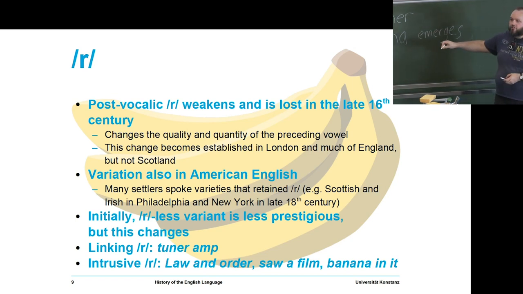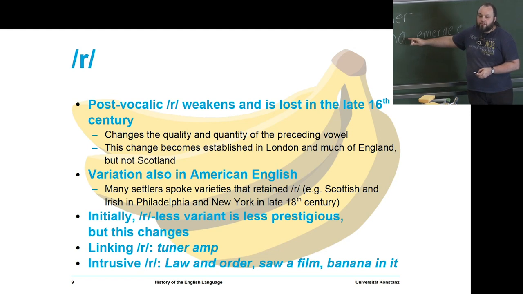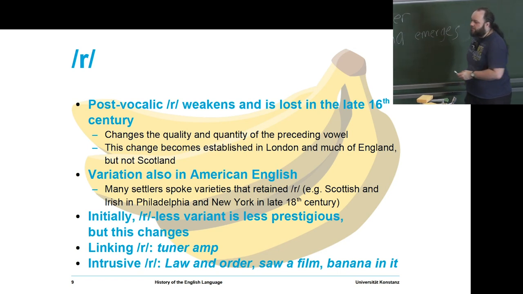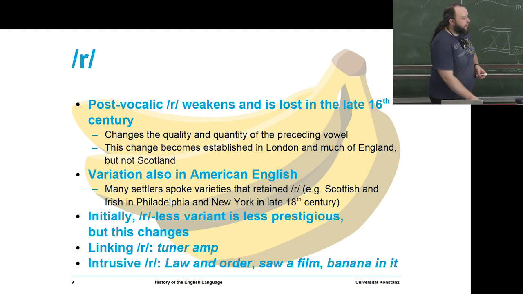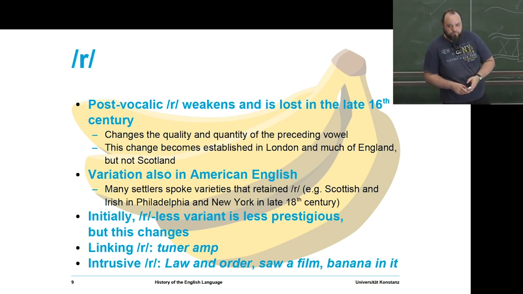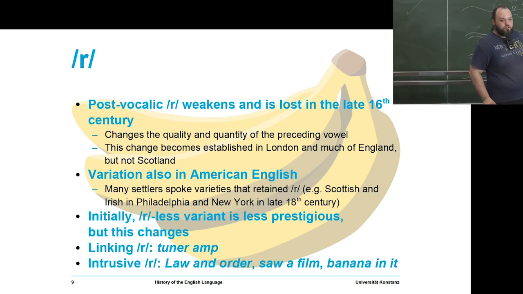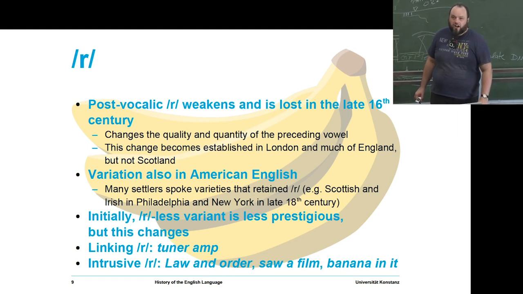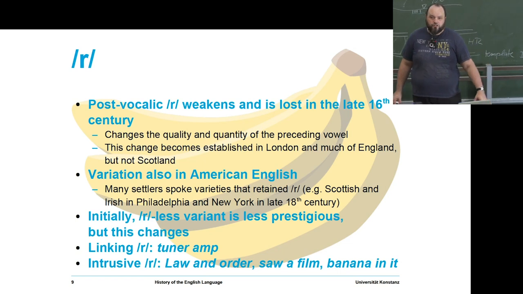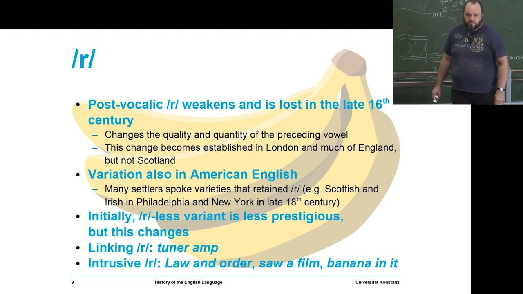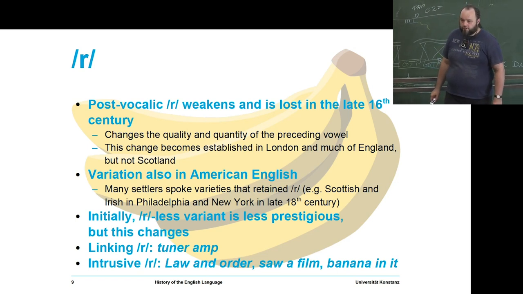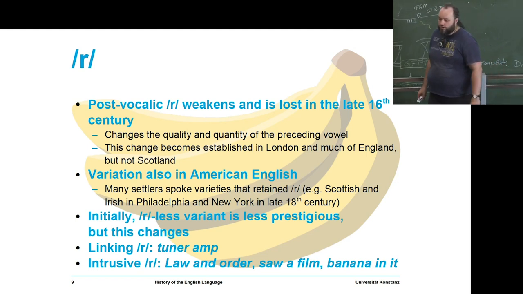If I want to say this, tuner emerges, the R appears, even though this is a word that historically never had an R in the first place, right? And this is completely ubiquitous. And there's more examples on the slide. Law and order. This word law never historically had an R, but when it's followed with an "and," it becomes "lawrand order." Saw a film, not "saw a film," "sawr a film" with an R.